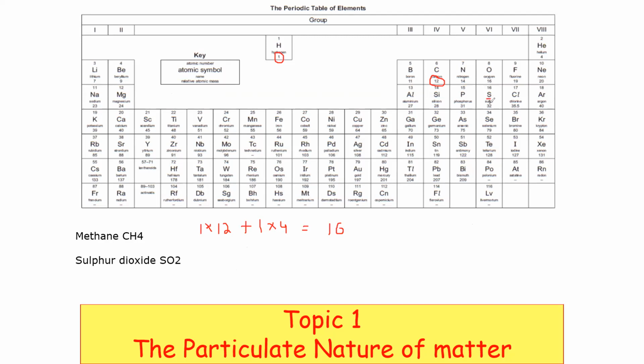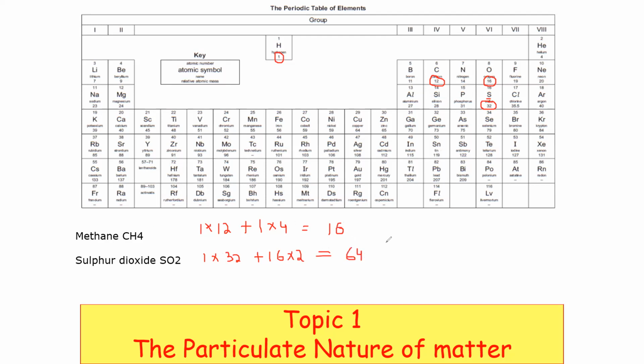When you check sulfur dioxide, in the periodic table you can find sulfur here. The mass of the sulfur is 32, and there is one sulfur, so it will be 1 multiplied by 32, plus the mass of oxygen. You can see oxygen here, and the mass of oxygen is 16, so it will be 16 multiplied by 2. So 32 multiplied by 1 is 32, and 16 multiplied by 2 is also 32. So 32 plus 32 makes the total sum 64.